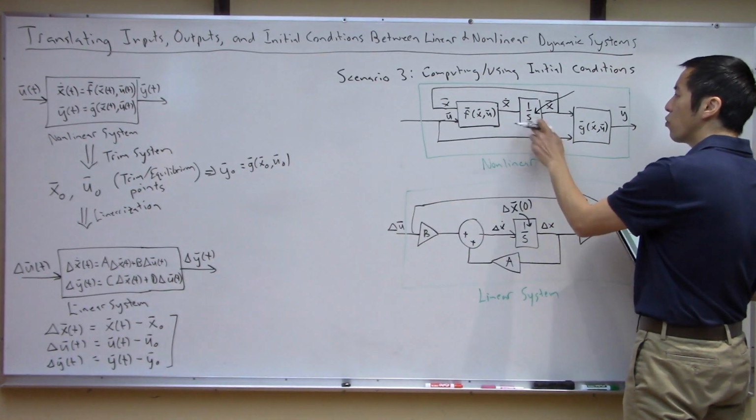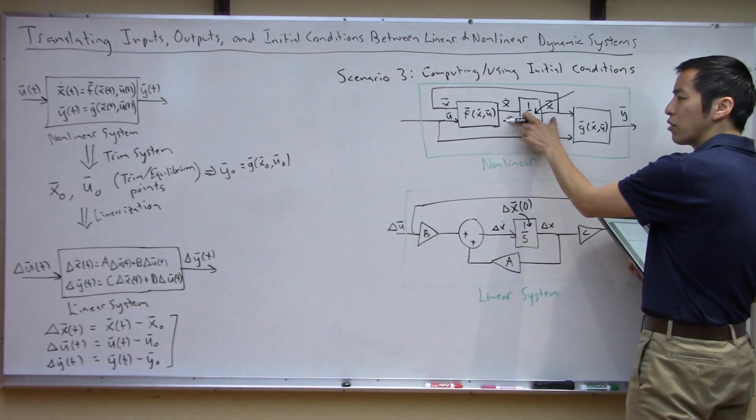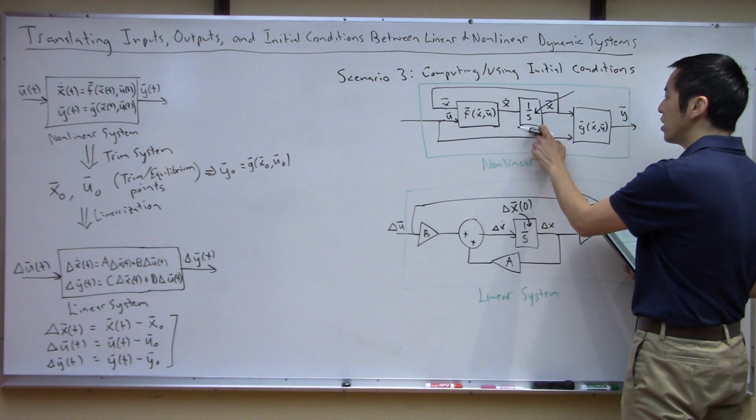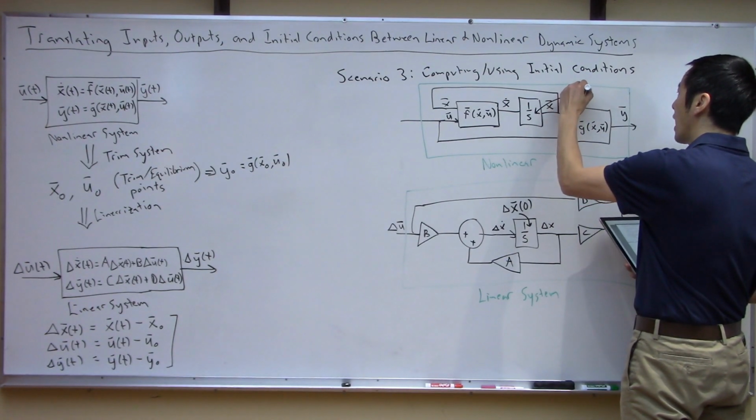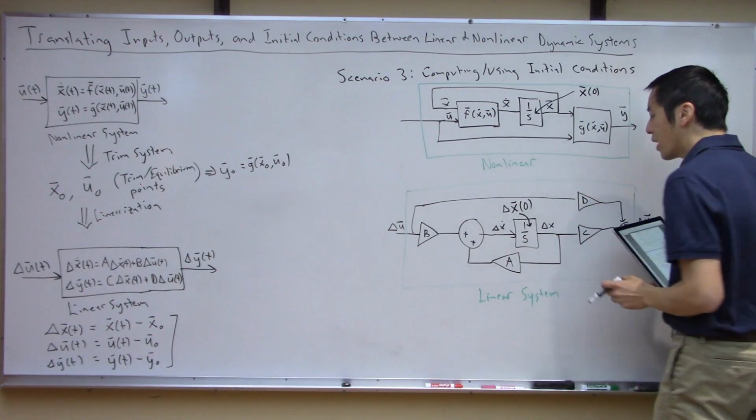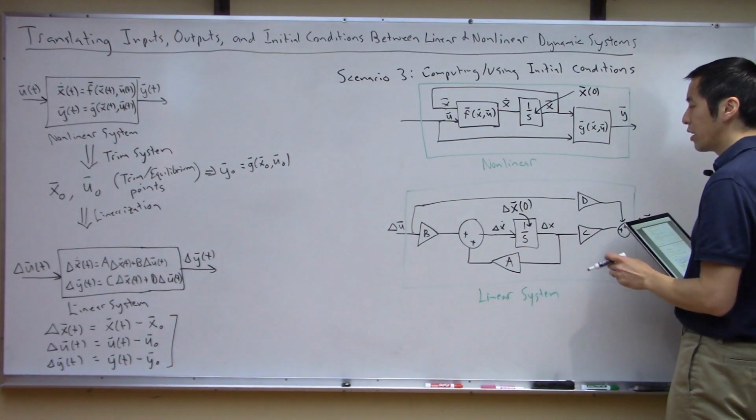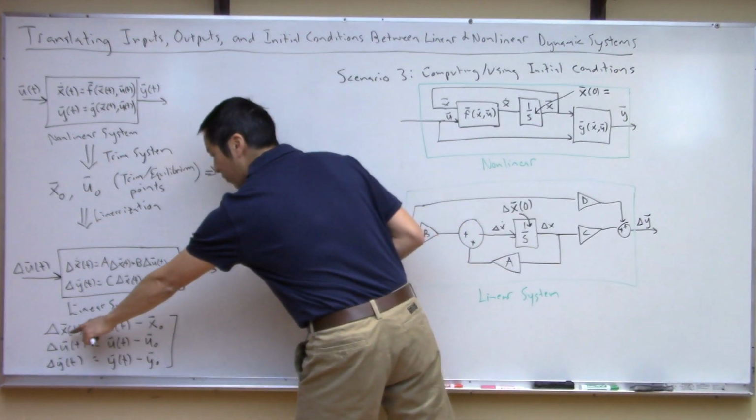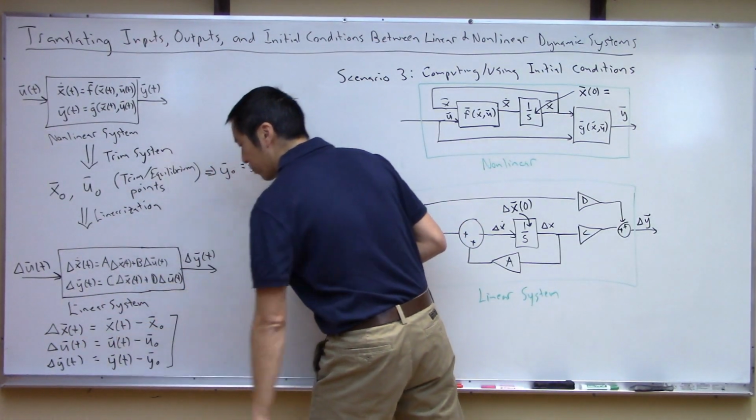And again, this is where labeling all the signals explicitly is going to save your bacon, right? So you can clearly see that the initial condition of this integrator is actually x at time 0, not delta x at time 0. So now we have to ask ourselves, what is the equivalent initial condition? So again, all we need to do is come back to our definition of what's the difference between the perturbation and the absolute signal, right?